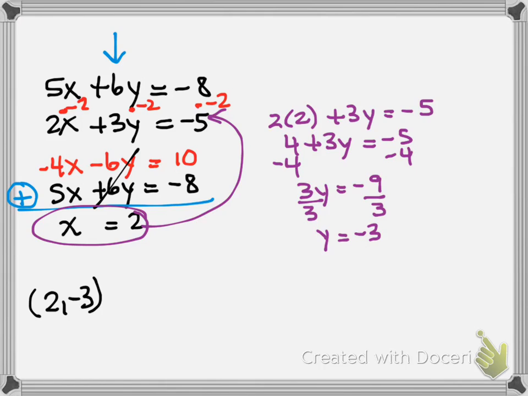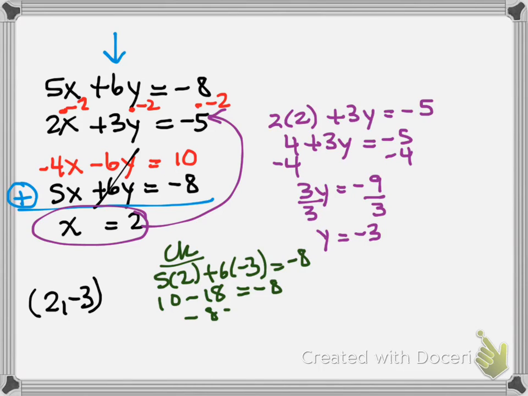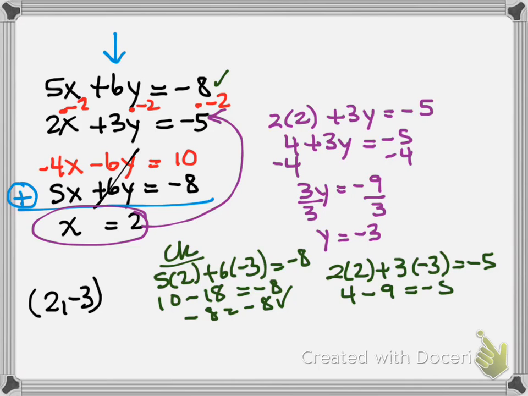Now I can always do a check. So is 5 times 2 plus 6 times negative 3 actually equal to negative 8? So I have 10 take away 18, and that's going to give me negative 8 equals negative 8. So it satisfied the top equation. Let's try the second one. 2 times 2 plus 3 times negative 3, does that equal negative 5? So I have 4 take away 9. The signs are different, so I'm going to subtract, bigger number's negative, and I get negative 5 equals negative 5. So it satisfied both of them, telling me that, yep, that's the answer.